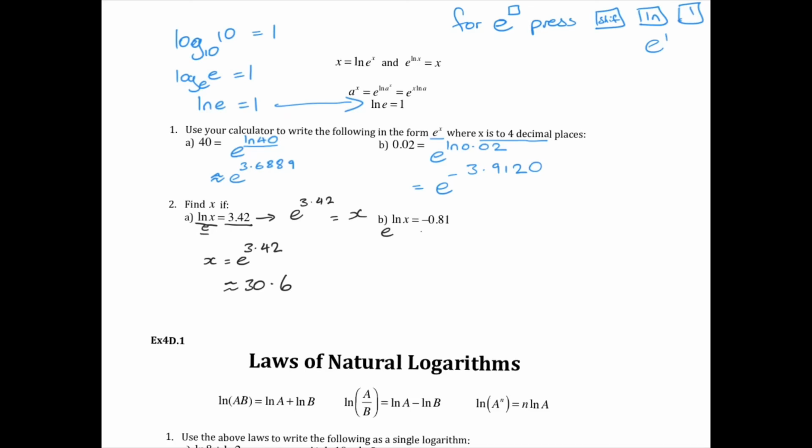All right, same thing for the next one. Put both sides to the power of e, the ln and the e cancel out, and x equals e to the negative 0.81. And what's that to 3 significant figures? Great. And that's it, and I'm going to stop there.